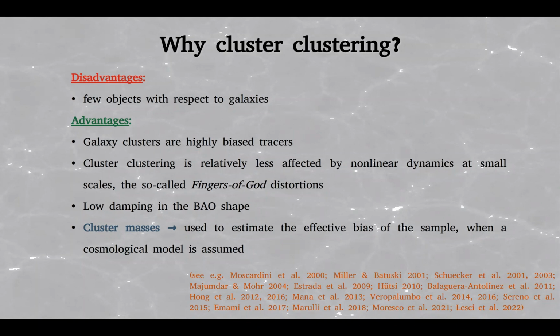Anyway, to really do clustering analysis in a competitive way with respect to galaxies, we need an extremely large sample of clusters.